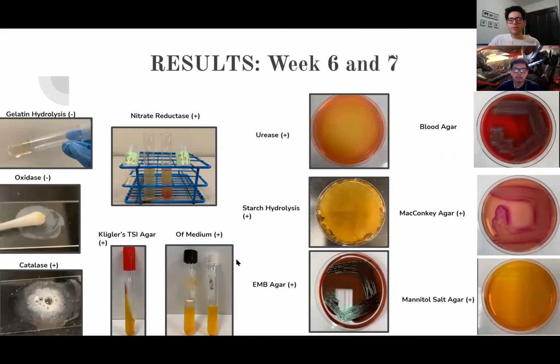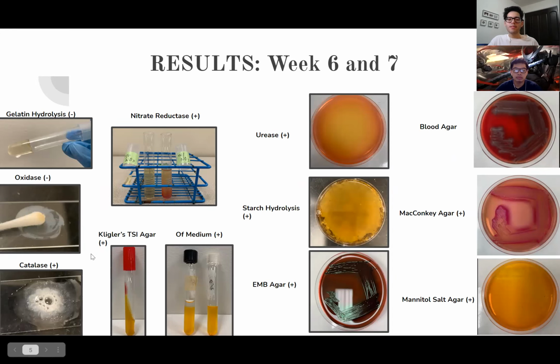In weeks 6 and 7, we performed biochemical tests on this isolation streak that we just saw, and essentially all biochemical tests and selective media came out positive except for gelatin hydrolysis and oxidase. So our bacteria contains the enzymes catalase, urease, amylase, and nitrate reductase. It's able to ferment complex sugars such as lactose, sucrose, and glucose.